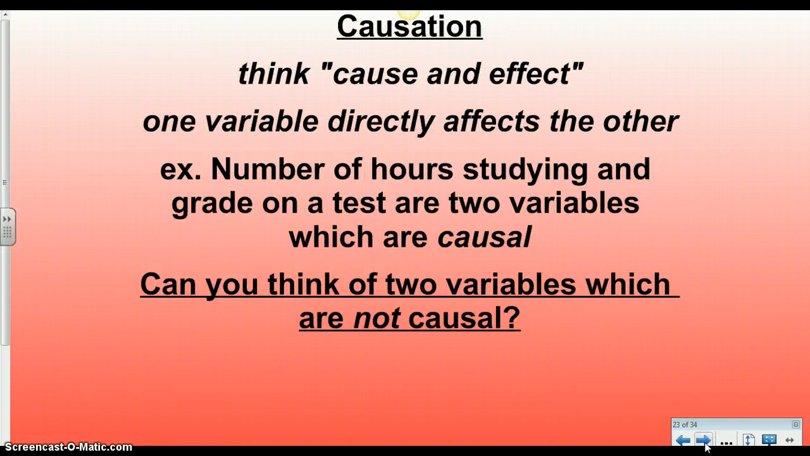Now, causation is a word that you need to understand. So think cause and effect. One variable directly affects the other variable. An example would be the number of hours studying and the grade on a test. Those are two variables, number of hours and your grade, which are causal because they affect one another. If you study more, you'll get a better grade.